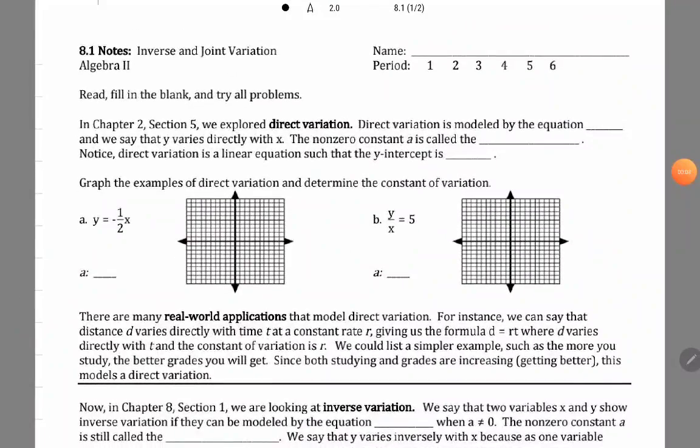Today we're looking at inverse and joint variation and direct variation. In chapter 2, we looked at direct variation a little bit, and we have this equation y equals ax. Pretty basic equation. The non-zero constant a is called the constant of variation.